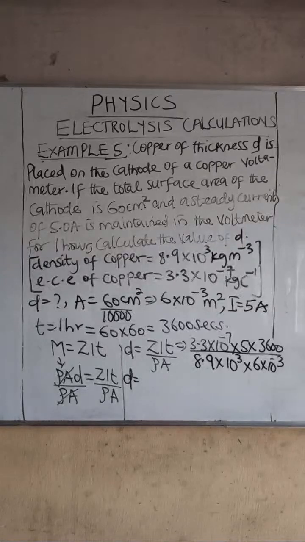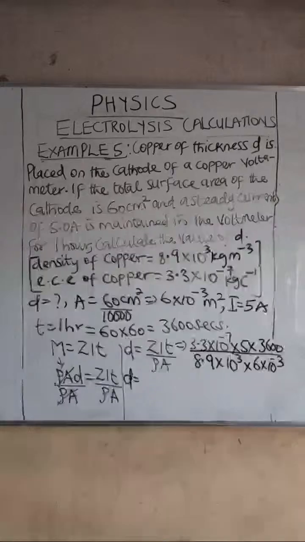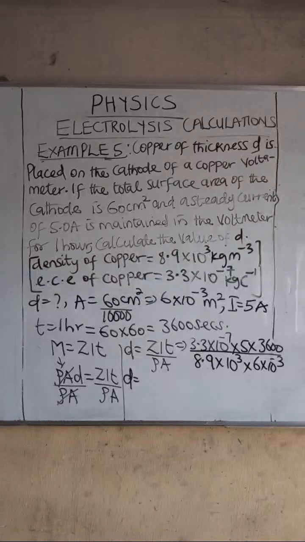Okay. The last ECE was 3.3 times 10 raised to the power minus 7, which is a constant. The electrochemical equivalent of copper is a constant, okay? That is 3.3 times 10 raised to the power minus 7 kilograms per coulomb. Do you understand? Victory, do you understand?